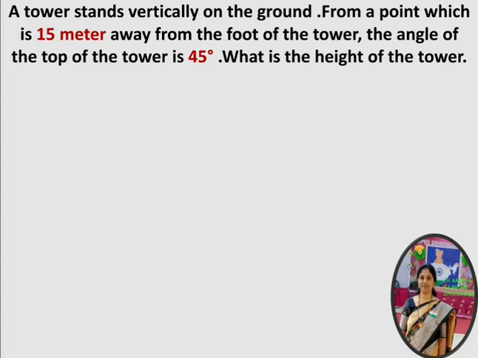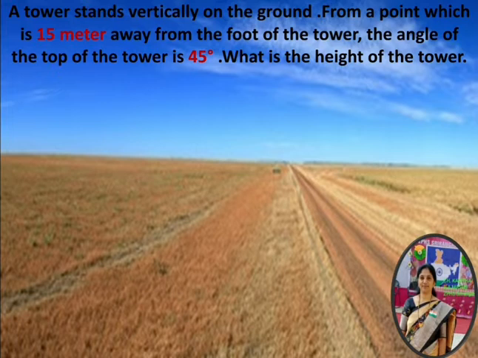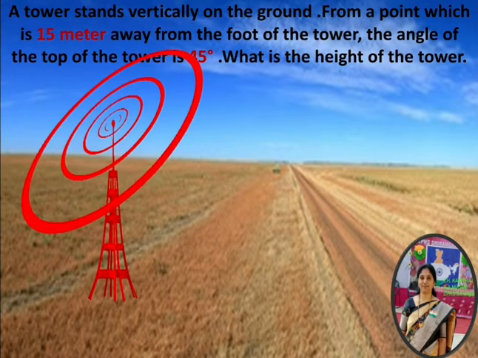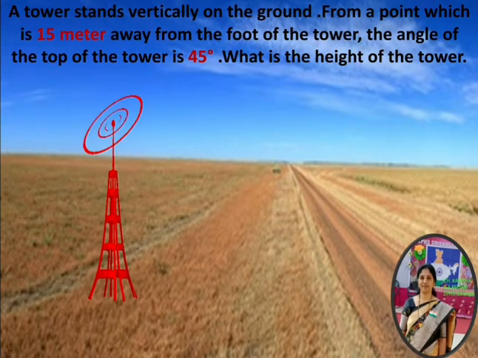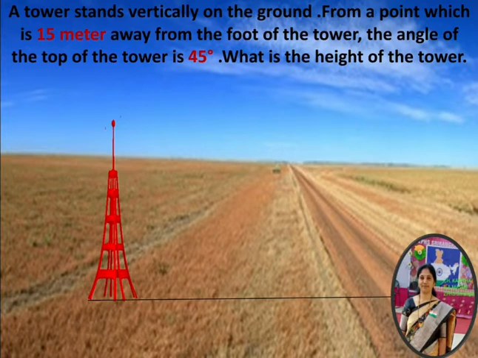So we can imagine this problem like this. Here a tower stands vertically on the ground. Just assume that this is the ground, and a tower is there which stands vertically on the ground. You can imagine this is the tower which stands vertically on the ground. Now from a point which is 15 meters away from the foot of the tower, that means from the foot of the tower, we have to imagine a line. Just imagine a horizontal line from the foot of the tower like this.